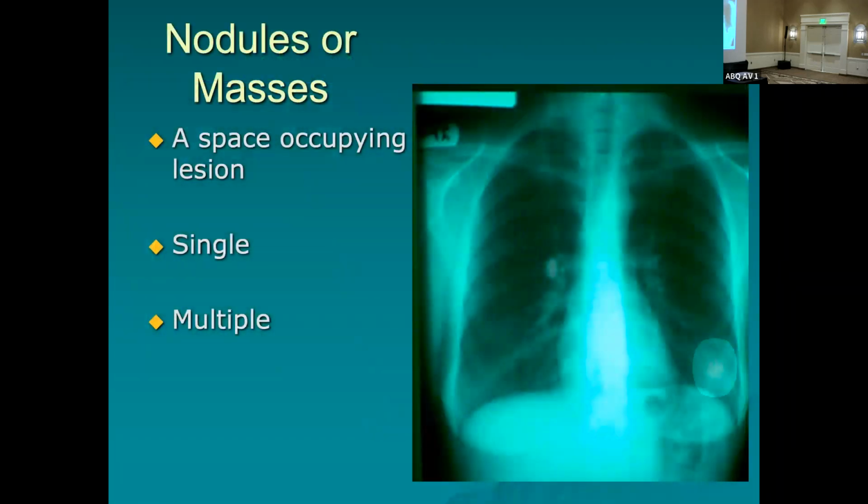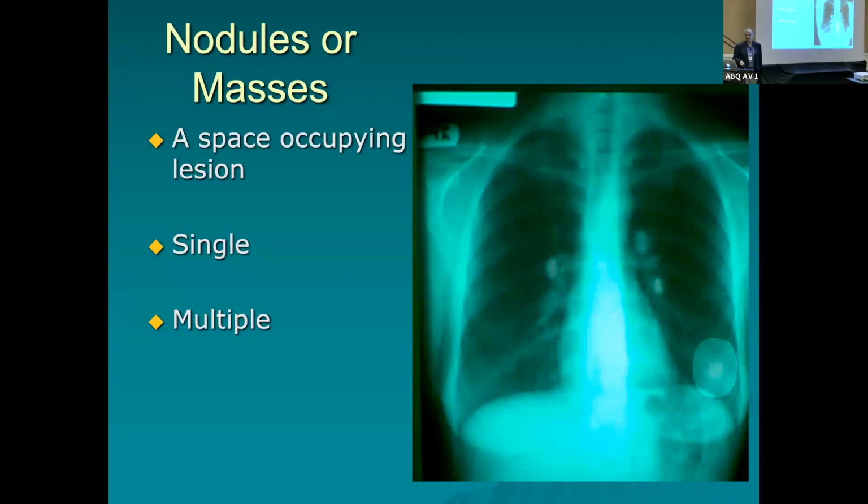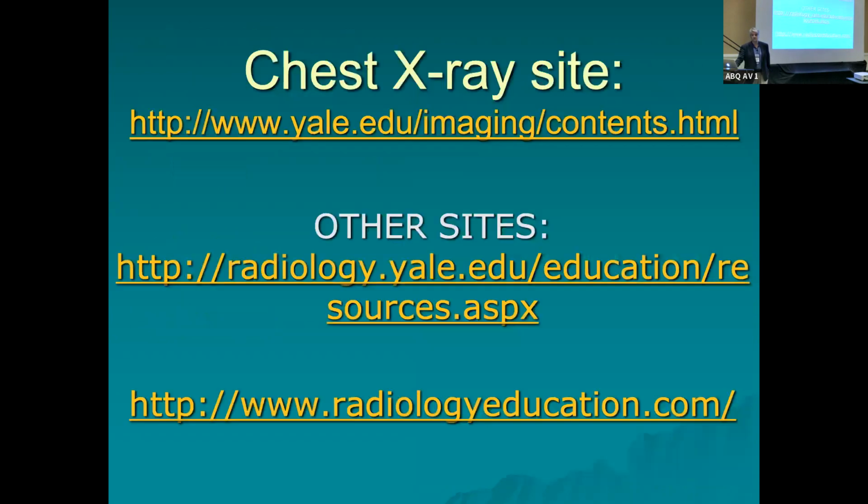Okay, masses, nodules. When I look for them, I want to see, is there a single nodule right here? Or are there multiple nodules present? Is it a small nodule, or a larger nodule? Again, get your good history, depending on where you're at. Is it tuberculosis, a space-occupying lesion, or is it a cancerous type of lesion that could be present? There's a few x-ray sites.